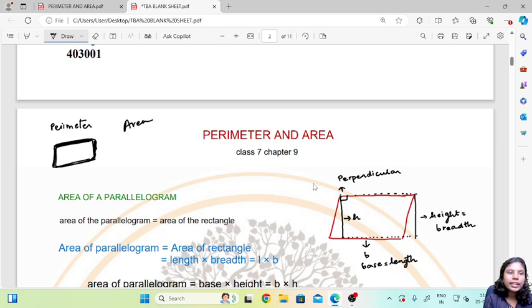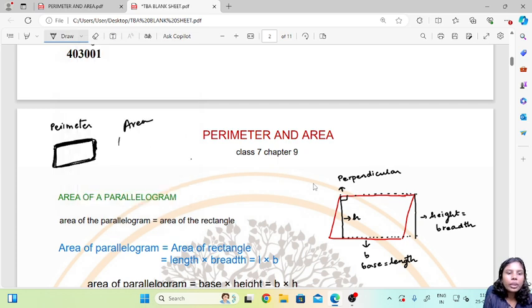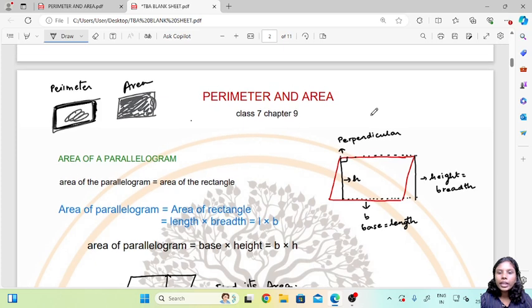When I say area, we talk about this inner section, that is this whole part that is there. This is the entire area of this given shape. So for perimeter we talk about the outer region and for area we talk about the inner region. Okay. So now to begin with, let's understand the area of a parallelogram.